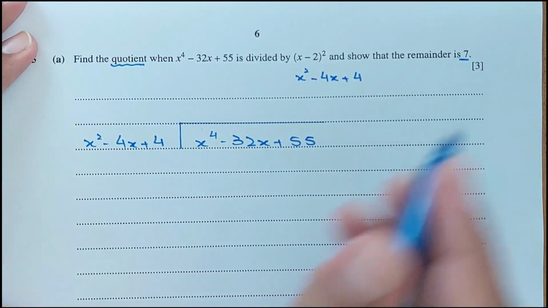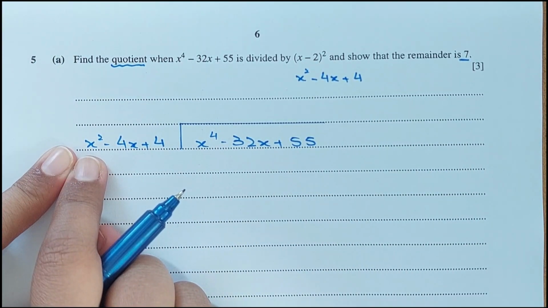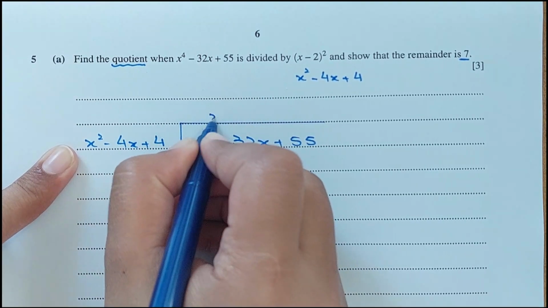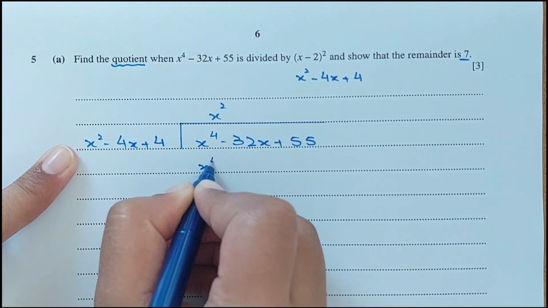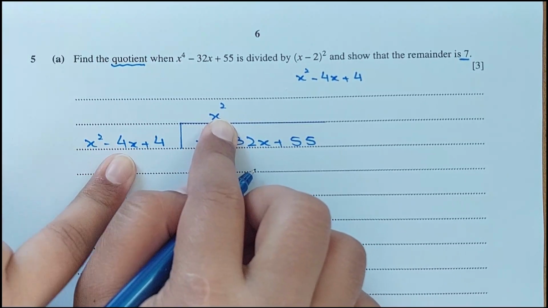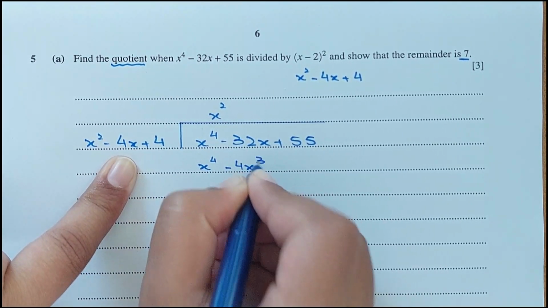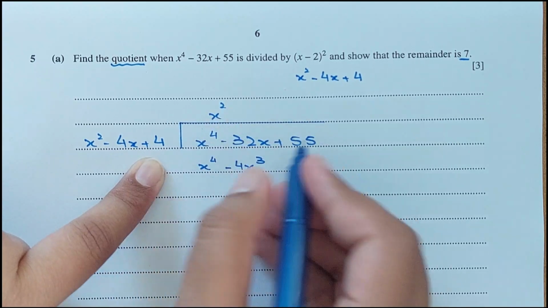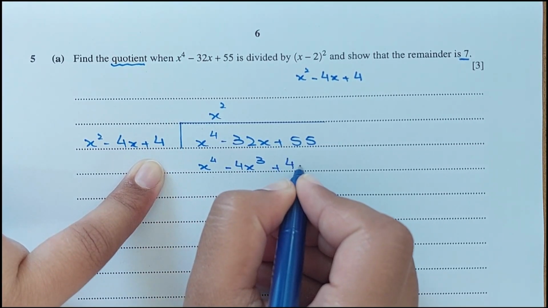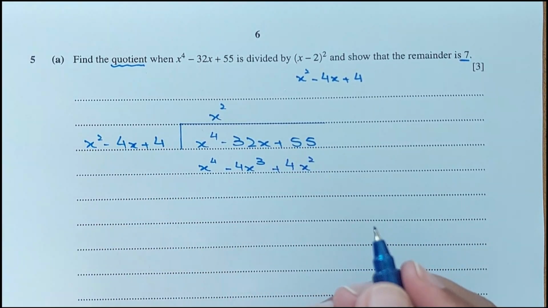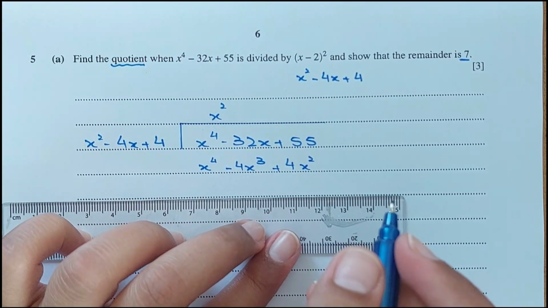Okay, so first we have to multiply x square with x square to get x^4. So we have x^4, x square times x square, minus 4x cube plus 4x square, right? Now let me subtract this.